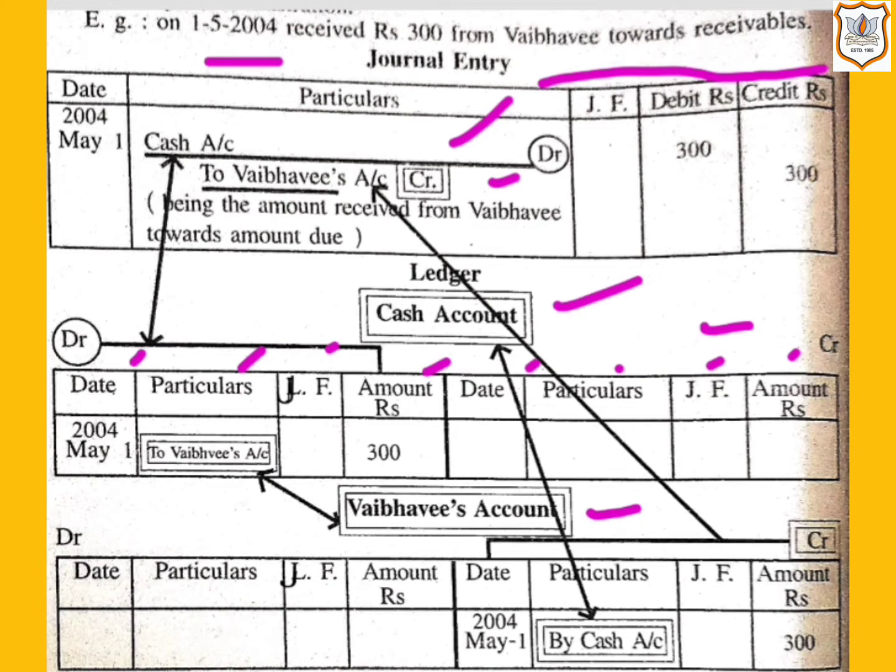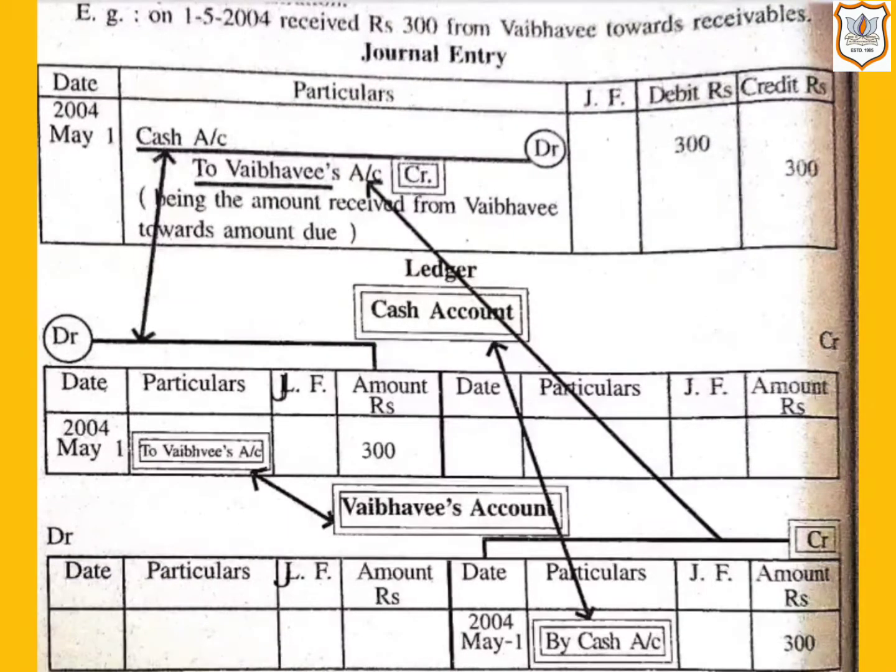In our illustration, cash account is debited. So here, in cash account, posting is made on debit side. Here you can see that. Whereas Vaibhavi's account is credited here, and therefore posting is made on its credit side. Here it is 300.